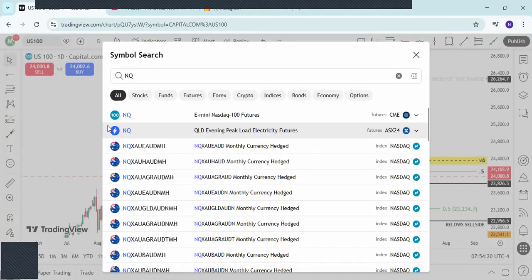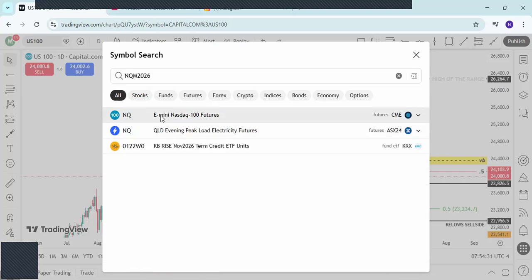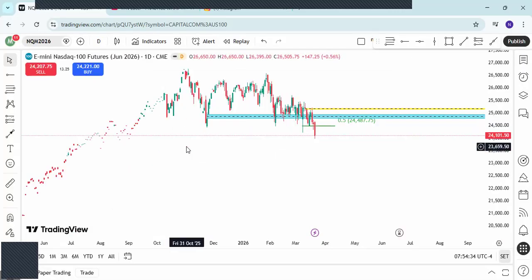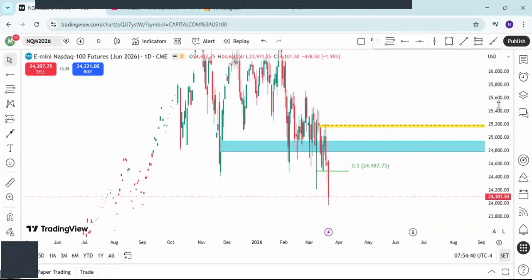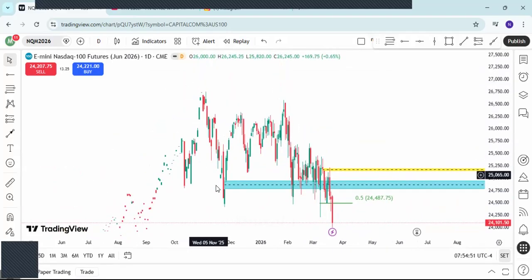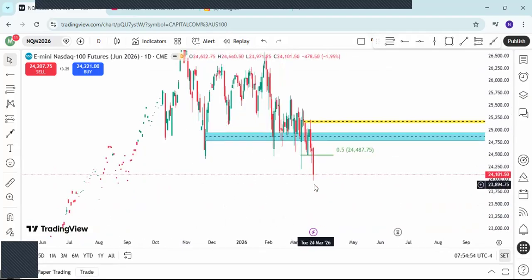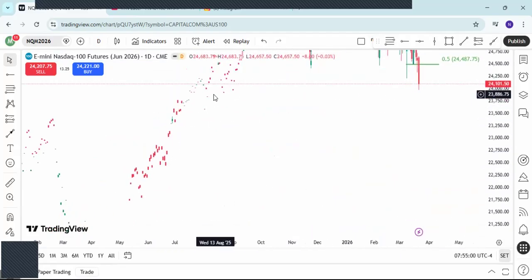NQ, no, let's go M 2026. Let's see. And then this is the June contract that we are looking at, right? According to this contract, below we are already outside of the range, from range high to range low. Here we already broke out. We'd like to see it continue lower, but you don't see anything here. This is a June contract here.